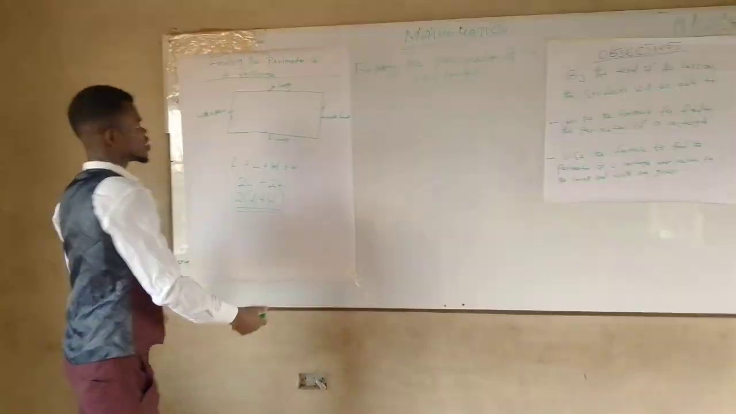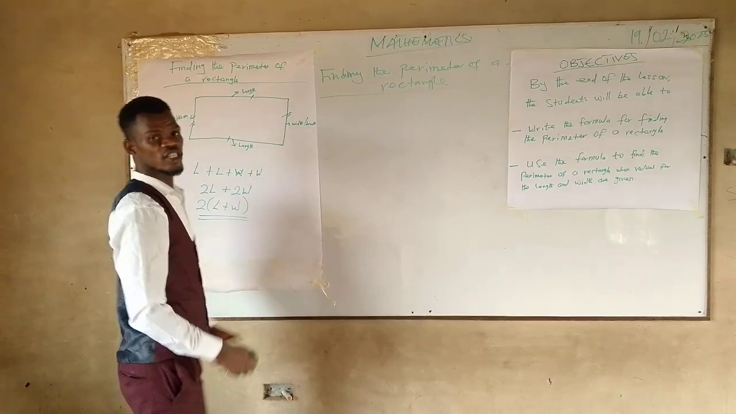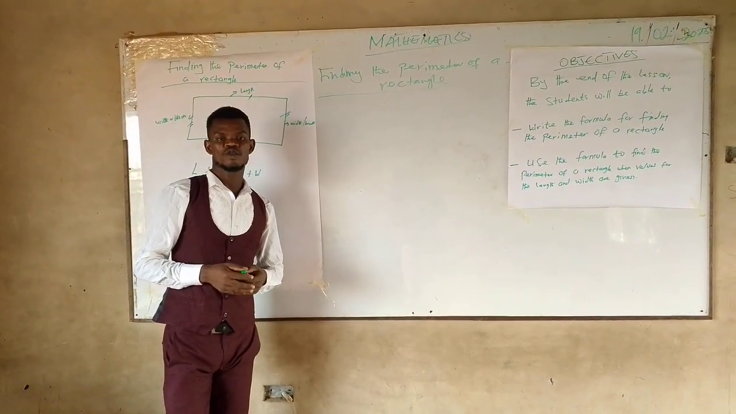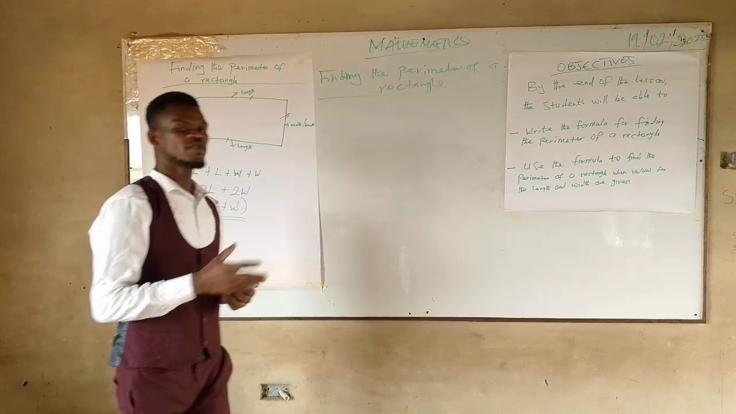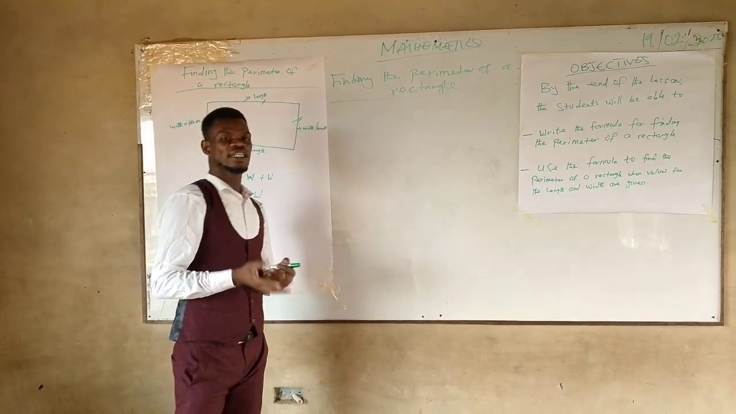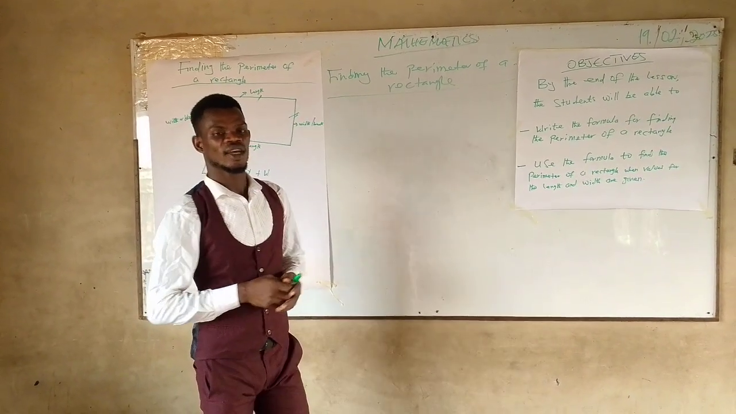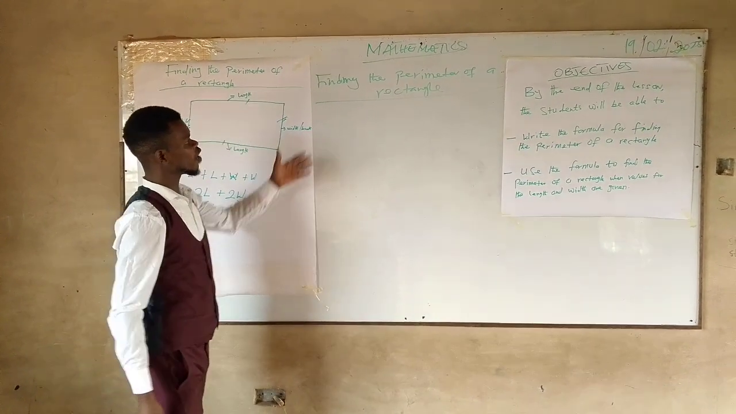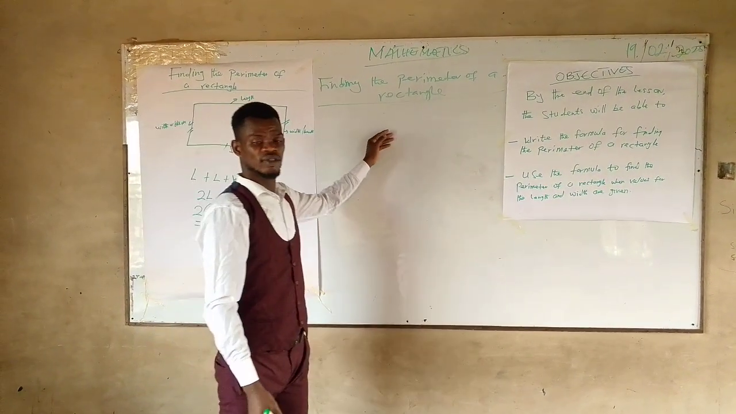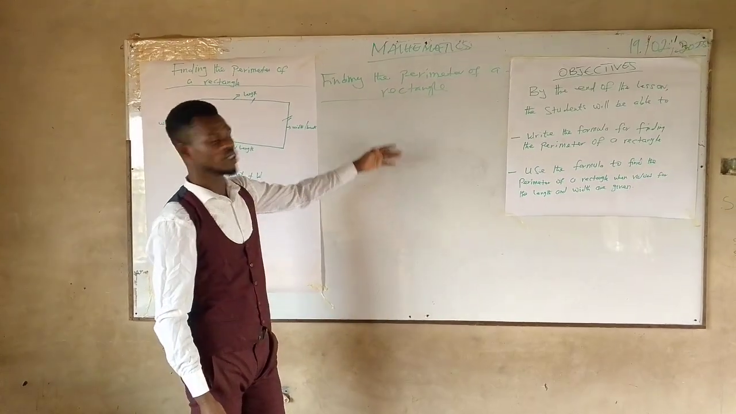In our last meeting, we talked about shapes, and then we saw how to identify shapes based on their properties. Shapes like the rectangle, the square, the trapezium, and so on. Today, we are going to look at how to find the perimeter of a rectangle. The perimeter of a rectangle.